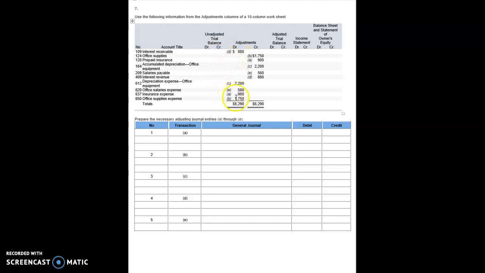So if we look at A, we had a debit for transaction A to insurance expense. So we're recording our debit to insurance expense for 900. Our credit, if we look on the right-hand side for A, was to prepaid insurance for 900. So that records transaction A. Then we do the same thing for B. So for B, we have a debit of $1,750 to office supplies expense.